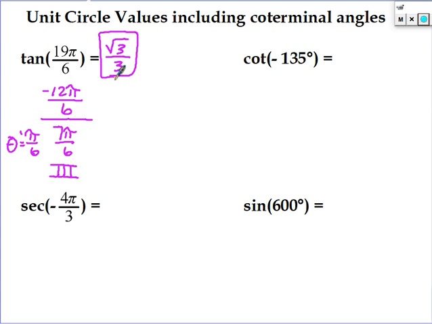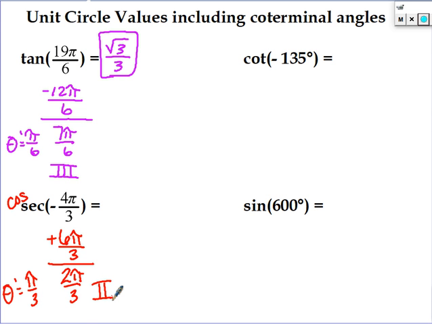Okay, now for this one here, the next one down, it's a reciprocal function, so first I'm going to write cosine. Now this time, since it's negative, I'm going to add 2 pi. And again, I need my denominator to match, so I'm adding 6 pi over 3. And so this is going to give me 2 pi over 3. And now again, the process is the same. So my family is pi over 3. This is in quadrant 2. Cosine is negative in quadrant 2. And the cosine of this would be negative 1/2. So the secant is going to be the reciprocal. It'll be negative 2.